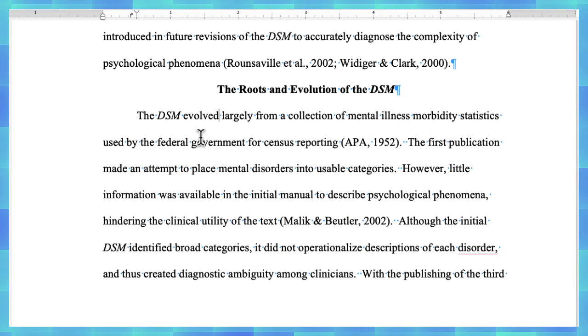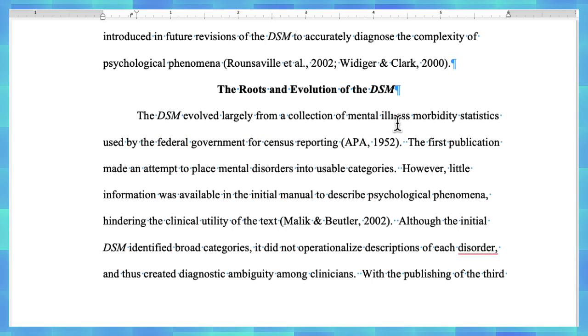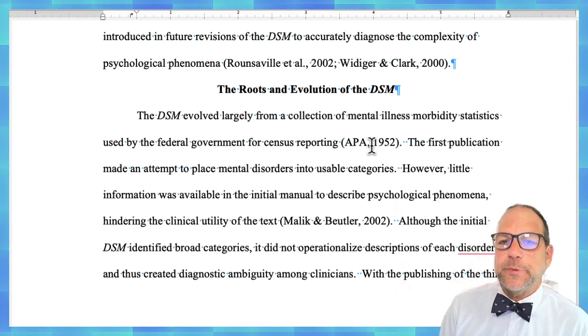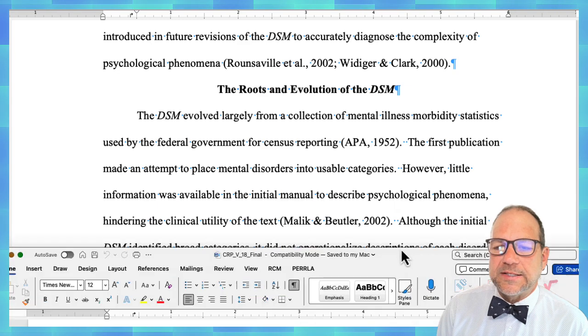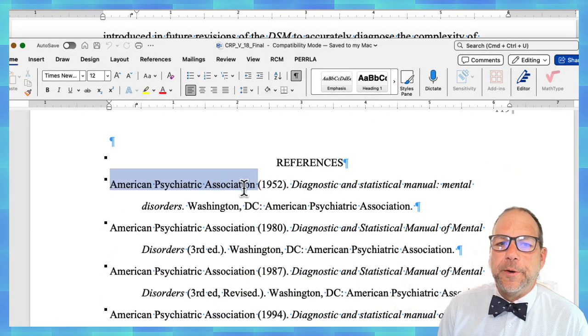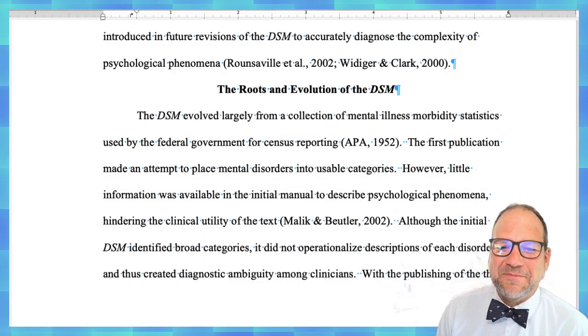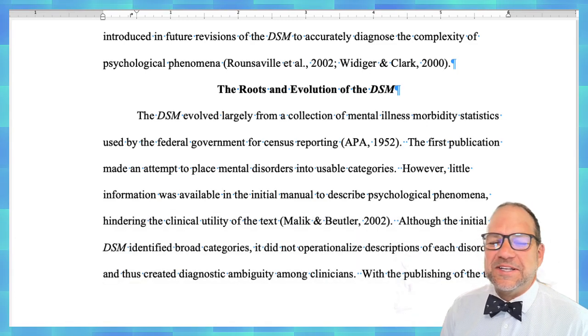Okay? So the DSM evolved largely from a collection of mental illness morbidity statistics used by the federal government for census reporting. Where did this come from? This is information I gleaned from an introductory section of this resource. This resource is dated. Students turn things in, and sometimes they'll say, this is a little dated. Maybe pick research from the last 20 years or so, unless there's a very specific reason. In this case, the specific reason is that it's referencing the original manual that was published in 1952. By the way, this is the pride of my collection in terms of DSM manuals. I have every one except the DSM-2.